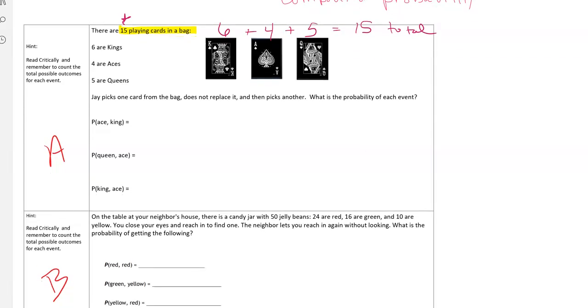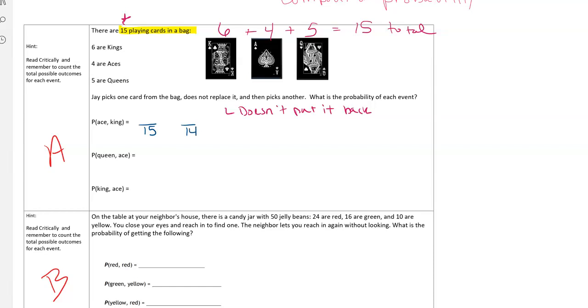Now, Jay picks 1 card from the bag, but he doesn't replace it, means he doesn't put it back. So if there were 15 in there and he pulls one out and he doesn't put it back, how many are left in the bag? There should only be 14 left in the bag. So first we start out with 15, and then we'll have only 14 when we pull it a second time.